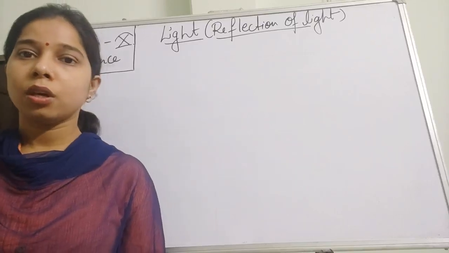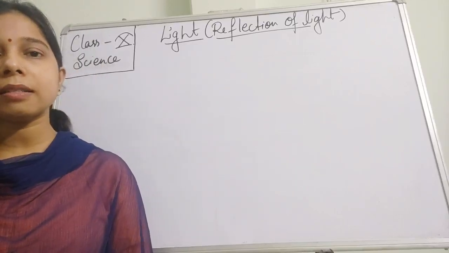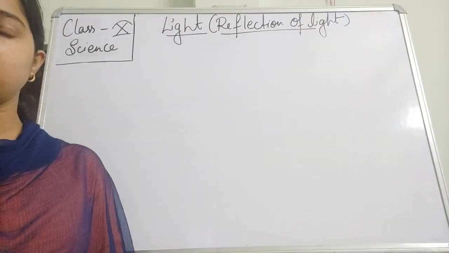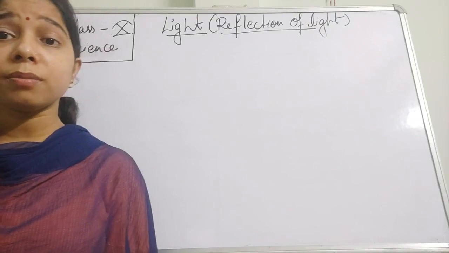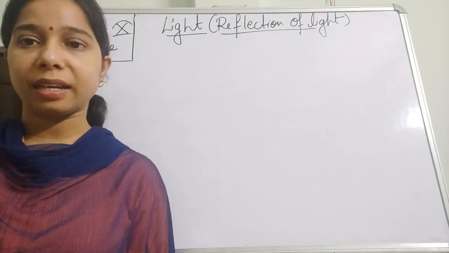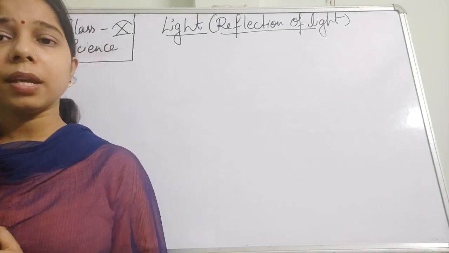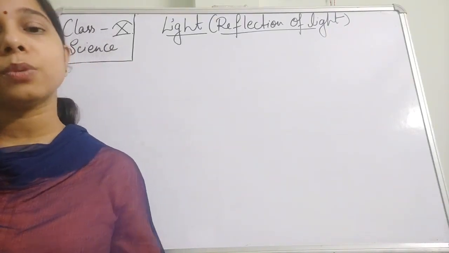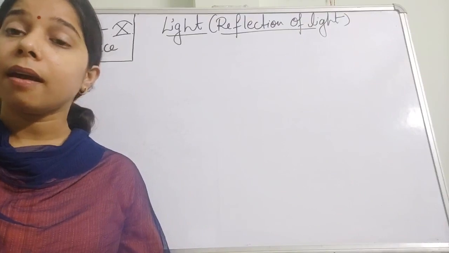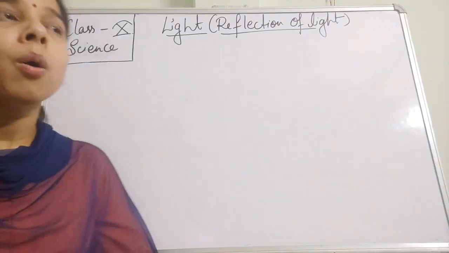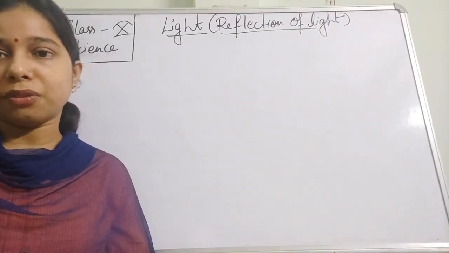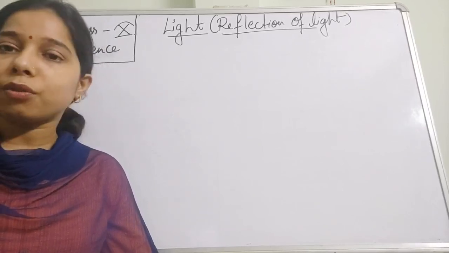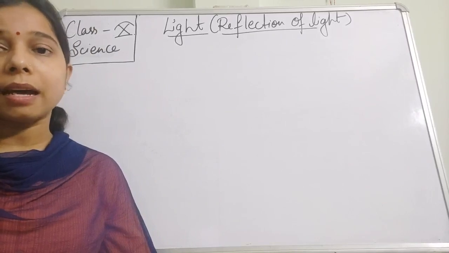Hello students. In the previous class in this chapter, reflection of light, we were talking about some terms related to the reflection of light. We have seen the plane mirror, its properties, and the different uses of the plane mirror. Then we started with the spherical mirror, and we tried to understand what a curved or spherical mirror is.